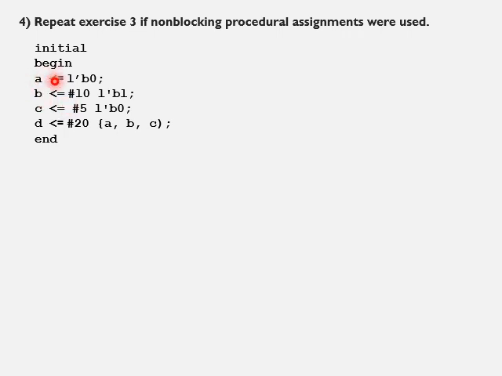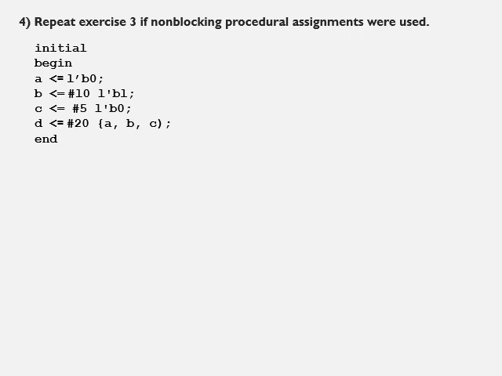So here as per this statement, this first line will be executed at time t equal to 0 and after 5 time units this will be executed, that is C equal to 0, and after 10 time units this second line will be executed, B equal to 1, and after 20 time units D will be executed as concatenation of A, B and C. So we'll see that.